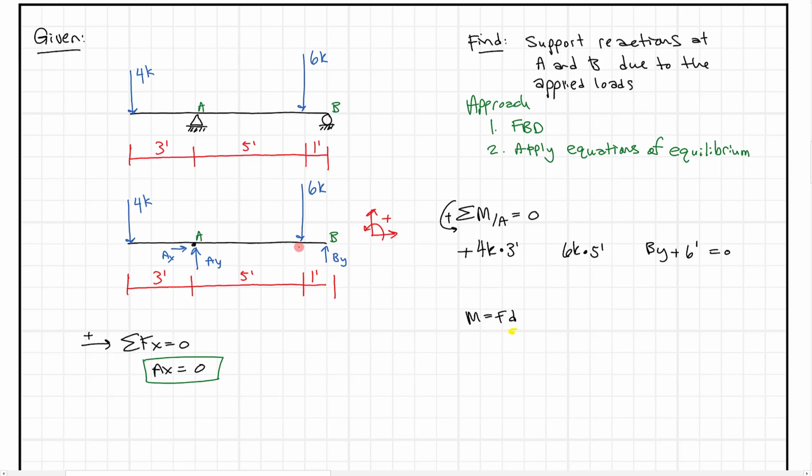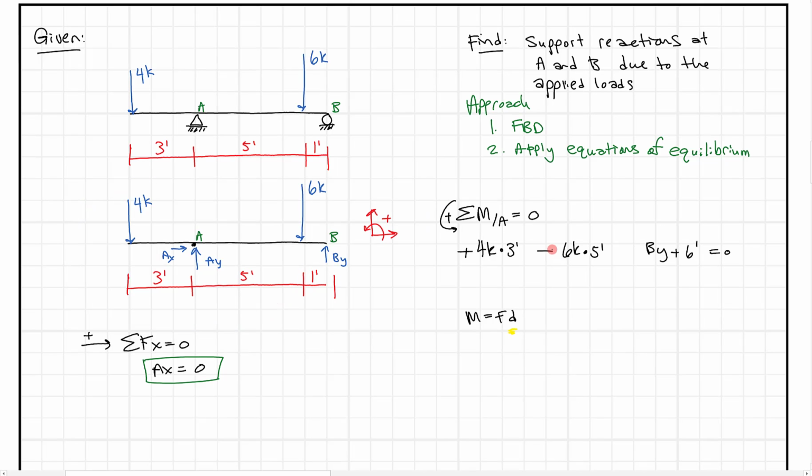But here at 6 kips, if we put our pencil on point A and get rid of the 4 kips, get rid of the BY, the only thing we're looking at is 6 kips now. What's going to happen? It's going to make this beam want to rotate in that direction about point A. That direction is clockwise. So clockwise is opposite of our positive sign convention. So we're going to make that negative.